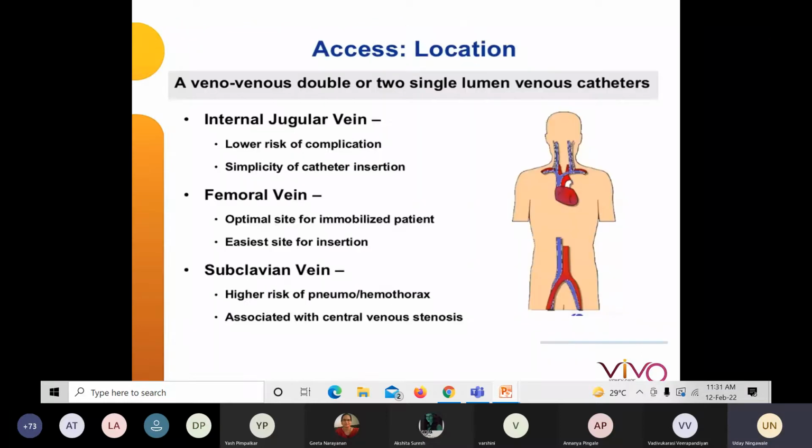When you are thinking of the access, veno-venous double lumen or single lumen venous catheters have to be used. There are three locations. The internal jugular vein can be used, with low risk and complications and simplicity of catheter insertion. The femoral vein is possible, and the third is the subclavian vein. Generally the internal jugular vein is given first priority. It can very easily be placed by the intensivist in the ICU. The femoral vein is also very easy. The subclavian is given high risk of pneumothorax and hemothorax, so it has to be given the least priority.